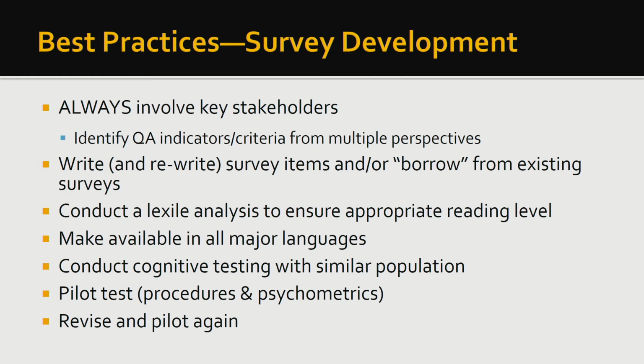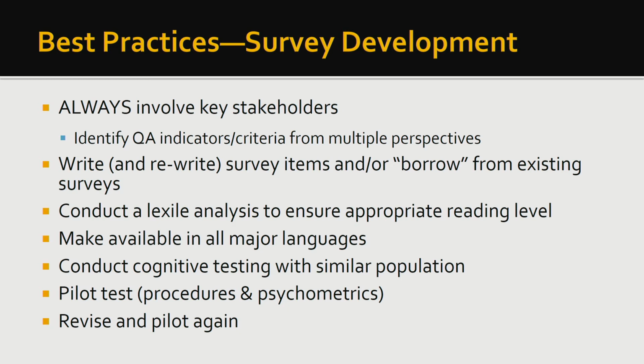Again, write and rewrite survey items and or borrow good items from existing instruments. Conduct a Lexile analysis to ensure appropriate reading level. This is actually really easy to do. MS Word actually has a function on it that gives you the reading level. But you need to know the reading level of your population. So when I've done this in the United States, we've used a reading level of grade 8. In South Africa, we used a reading level of grade 6. It's just a different population.